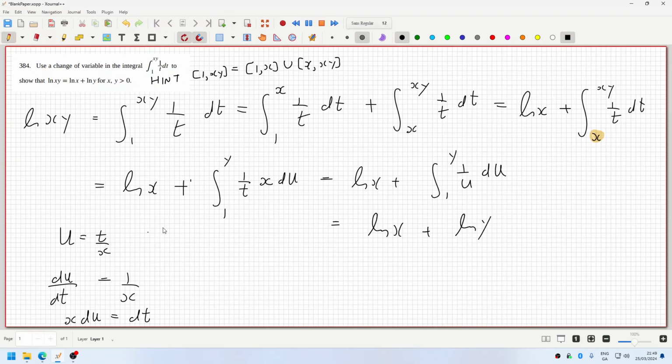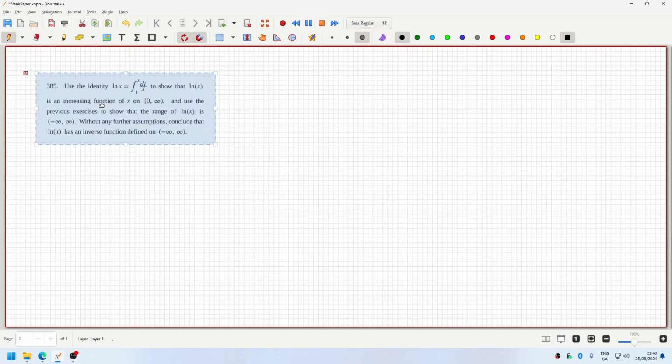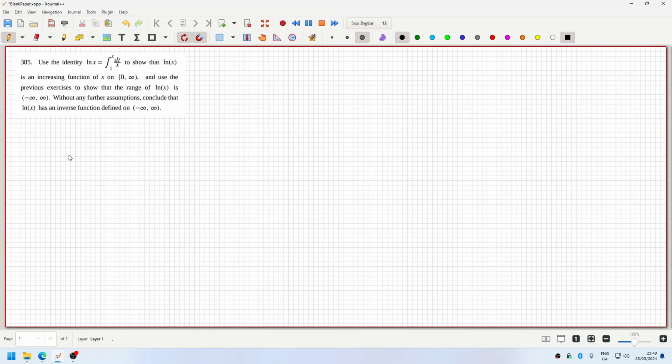Okay, next one now. Use the identity to show that log x is an increasing function on x. Okay, so log x equals 1 over x. I'm pretty sure, and I'm sure someone has opened the ticket already, that's supposed to say t and not x.